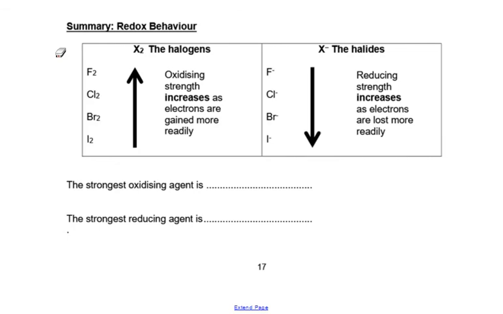But do make sure when you're answering questions, you're looking at whether you're talking about halogens, oxidizing agents, or oxidizing powers, or the solid halides and their reducing strength. So the strongest oxidizing agent there is chlorine, F2, and the strongest reducing agent there is iodide, I-.